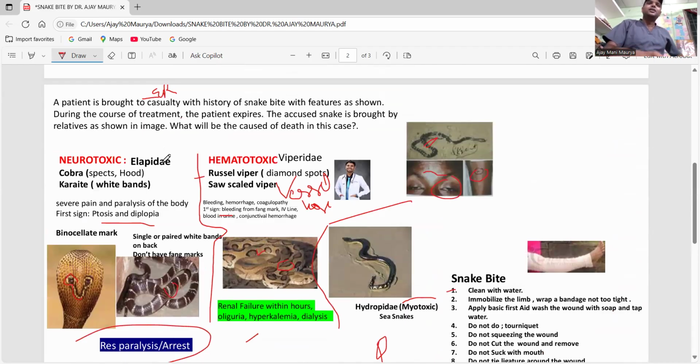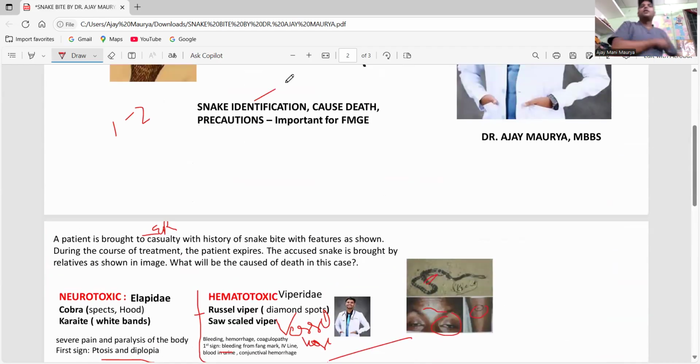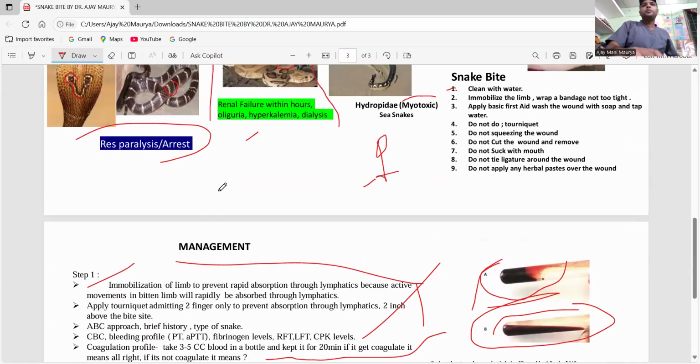So remember snake identification, cause of death, and precautions. For example, if you are walking on the roads, guys, please try to walk in the middle only while walking on late nights, because most of the snakes are at the corner of the road.